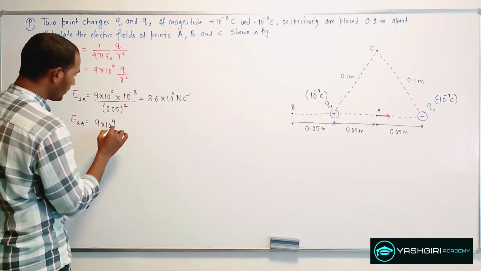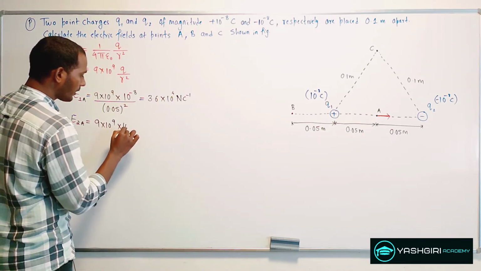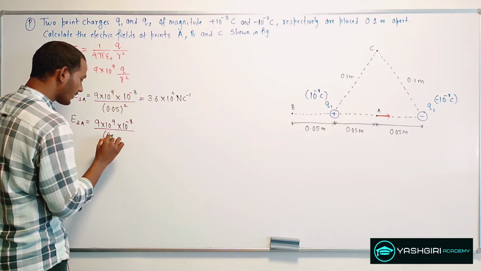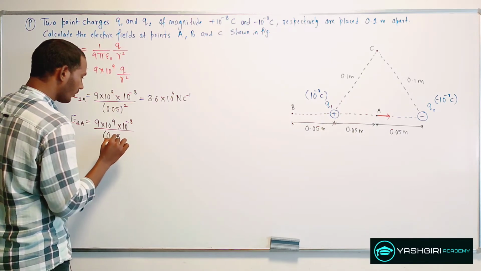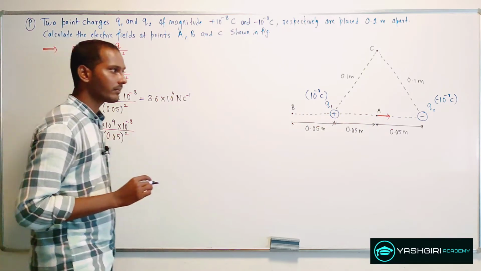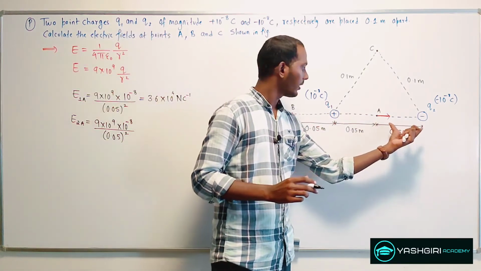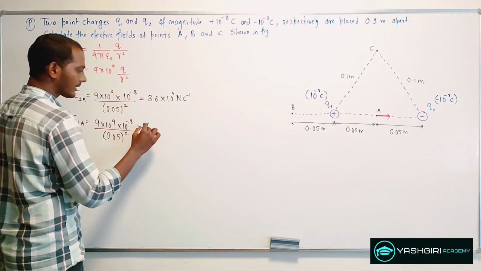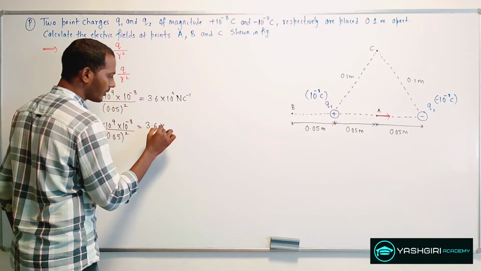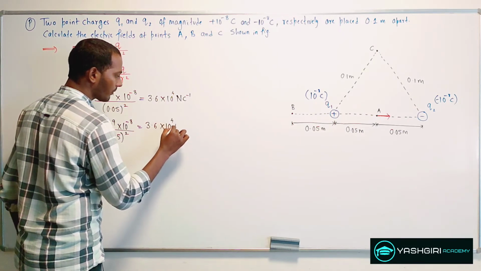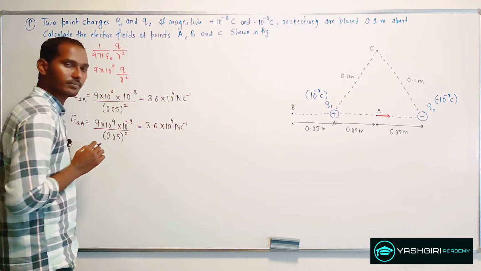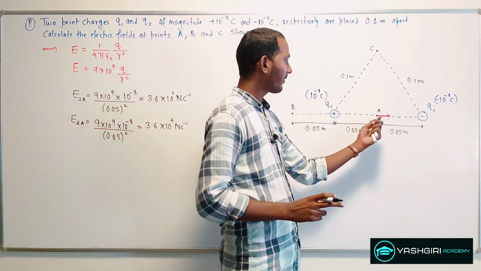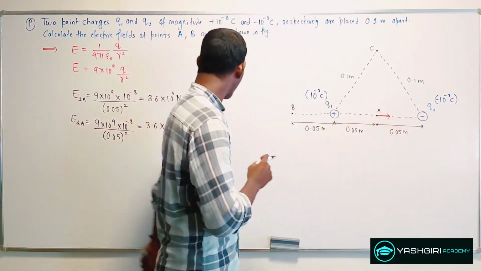So here I can say 10 to the power once again minus 8 divided by, and once again the distance where we are going to calculate remains the same. It's exactly at the midpoint. So 0.05 square. So once again you will be getting the same answer, 3.6 into 10 to the power 4 Newton Coulomb inverse. So we have got a magnitude of the electric field due to this charge, and both are the same.